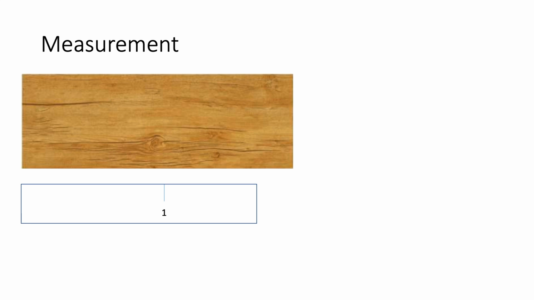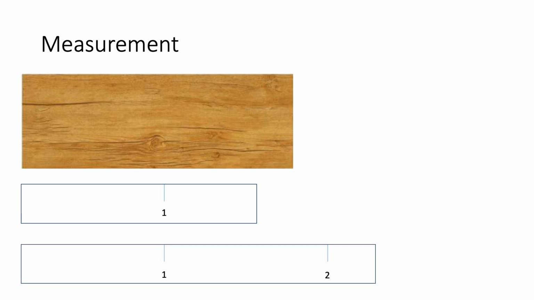So this is not a great measuring tool. What about this? Any better? Slightly better. So now what could we say about the length of the piece of wood? It's between 1 and 2. Probably a little closer to 2, but we can't really say too much more about it than that, and we still don't have any units.